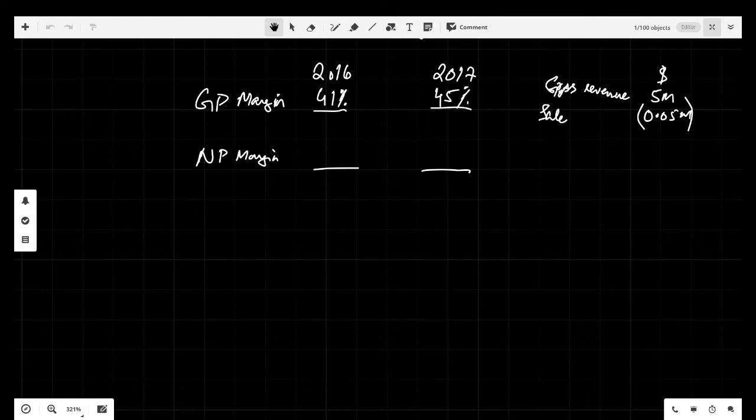So in net, I'll say net sales is 5 minus 0.05, which will be 4.95 million. So this is the difference between gross and net. Net means the final figure from which all the deductions which I had to make have been deducted.